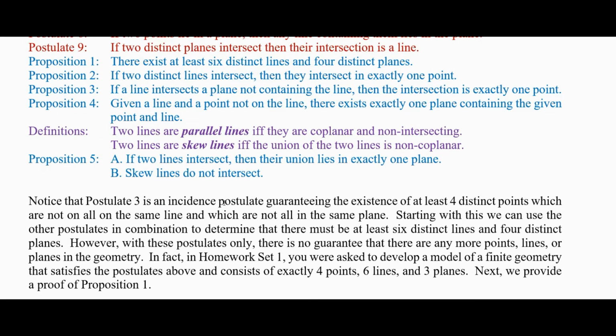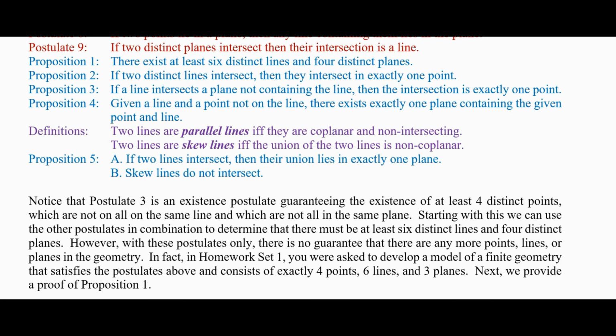Notice that postulate 3 is an existence postulate, guaranteeing the existence of at least 4 distinct points, which are not all on the same line and which are not all in the same plane. Starting with this, we can use the other postulates in combination to determine that there must be at least 6 lines and 4 distinct planes. However, with these postulates only, there's no guarantee that there are any more points, lines, or planes in geometry.